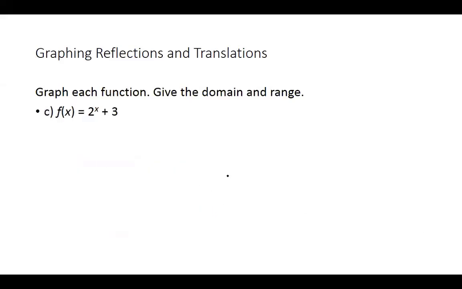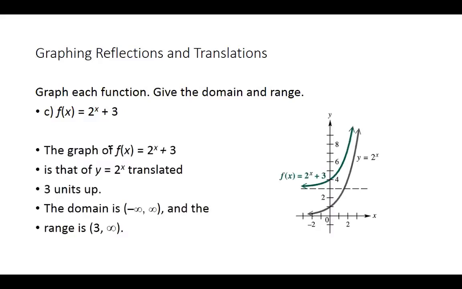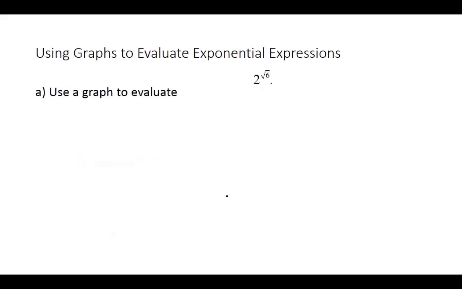Here we have f of x equal to 2 to the power of x plus 3. This can be done by looking at the graph of y is equal to 2 to the power of x, and then shift this up 3 units. And as you can see, the domain would be the same. However, the range would be from 3 to infinity. If this were 2 to the power of x minus 3, then you would shift that graph 3 units down instead.